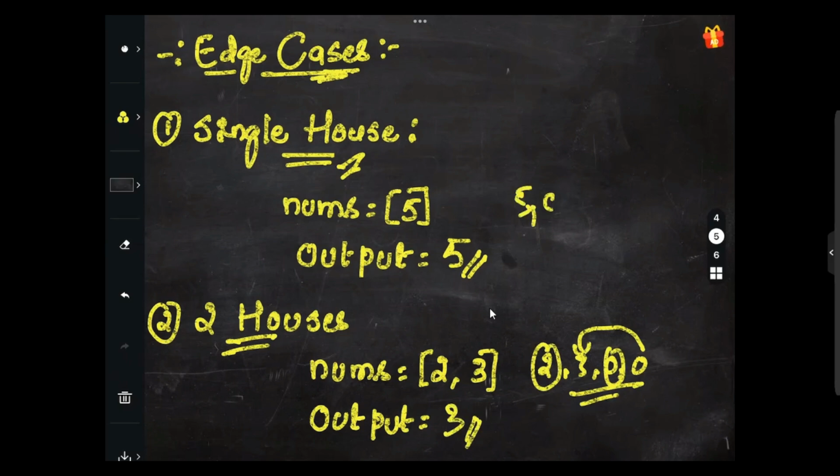Same thing for this one as well. 5 comma 0 comma 0, because we are going with array initialization using an array of n plus 2, right? So from the backwards, we'll iterate. We will ignore this one, and this will be 0 plus 5. This will be 5. So this is fine. I hope this is clear. Output will be 3 in this case for the condition of 2 houses.